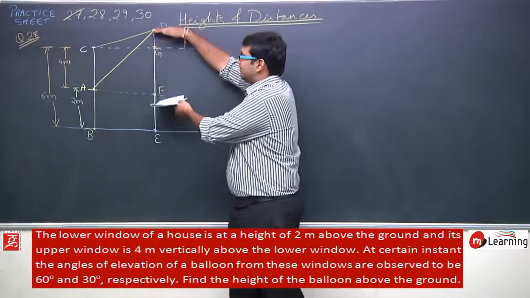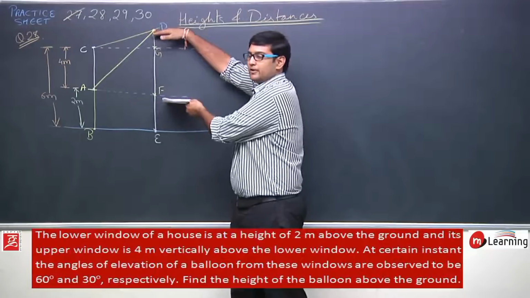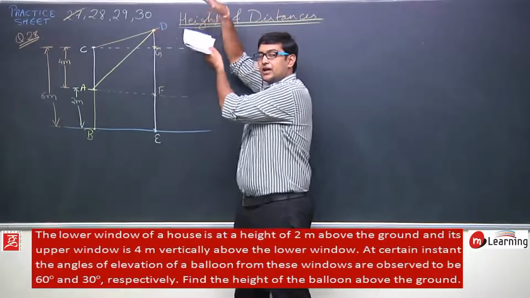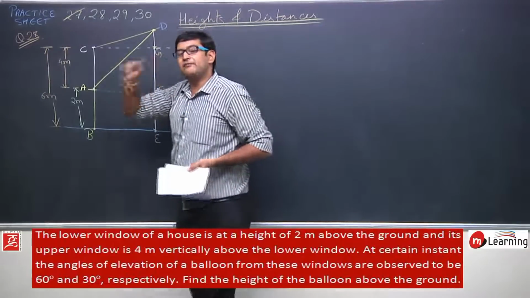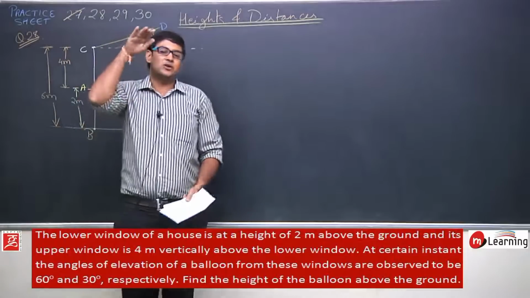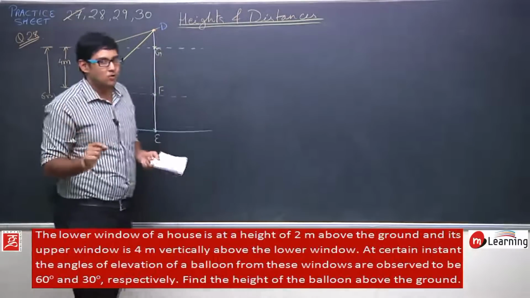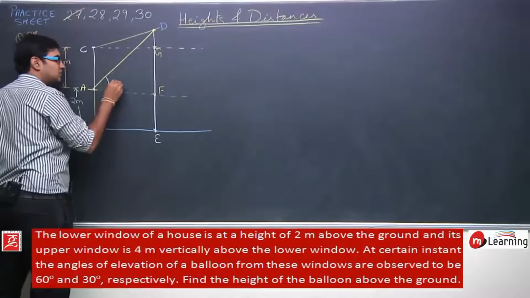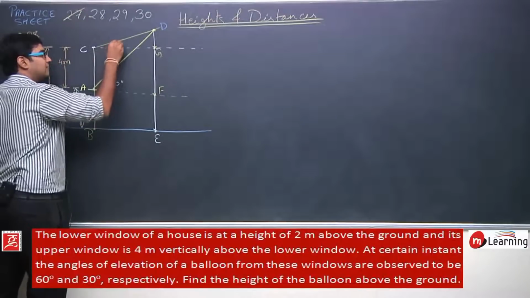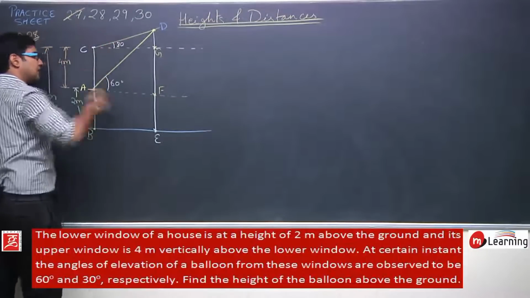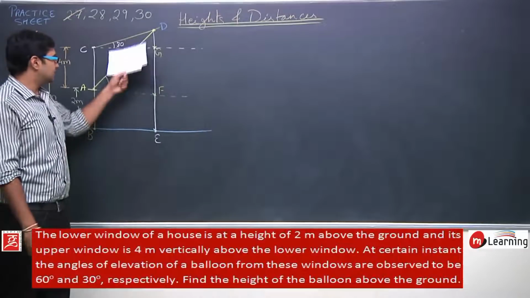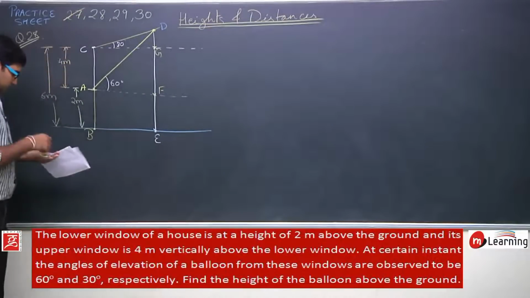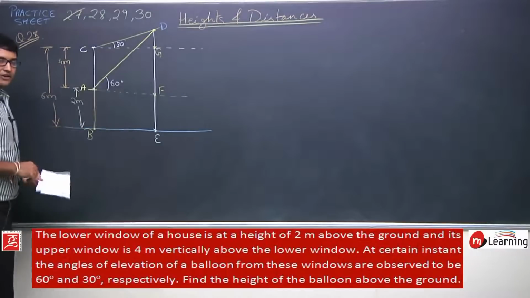This much is the level difference between the lower window and the balloon, and only this much is the level difference between the upper window and the balloon. So definitely where the level difference is more, the angle of elevation will be more. So I can conclude that this angle has to be 60 degrees and definitely this angle has to be 30 degrees. Okay, this angle is 30 degrees. So this is what we have concluded.